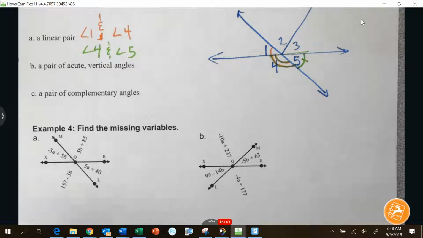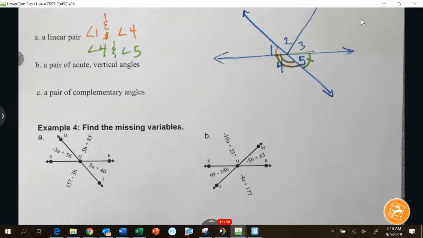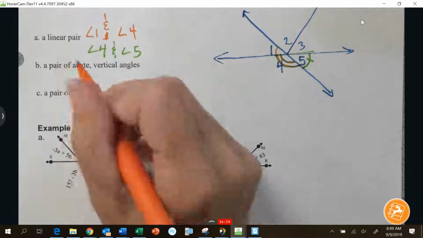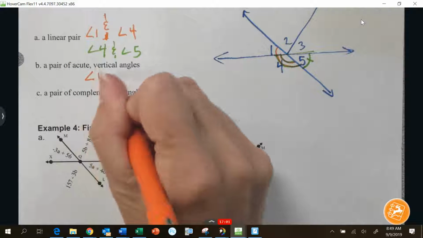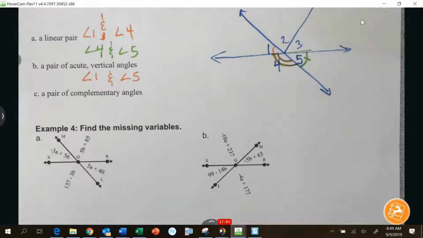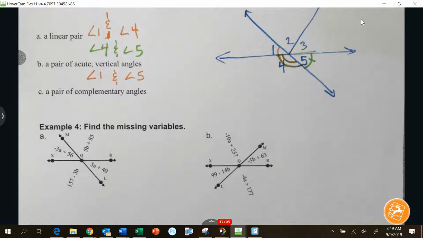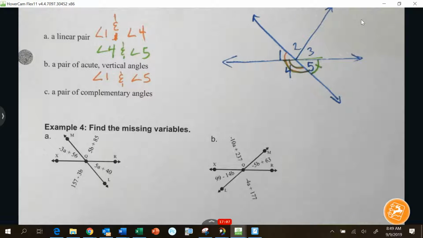Okay, name a pair of acute vertical angles. So two angles that are acute and vertical angles. So vertical angles would be the ones that are opposite each other. Matthew, can you help me with vertical angles? 1 and 5 would be vertical. Yep. That's it. Those are the only ones that are acute. Yeah, those are the only vertical angles there. And then a pair of complementary angles. Oh no. Was there something that makes 90 in my picture?